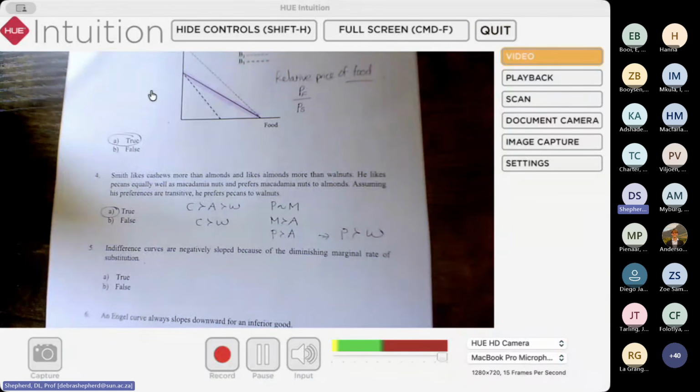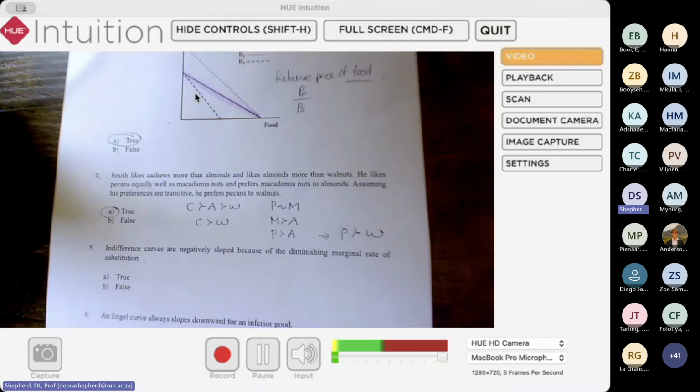Everybody happy with transitivity? I think the answers to this question were pretty good on average in the A1. So can I move on to question 5?